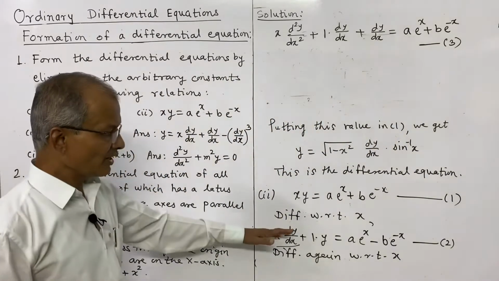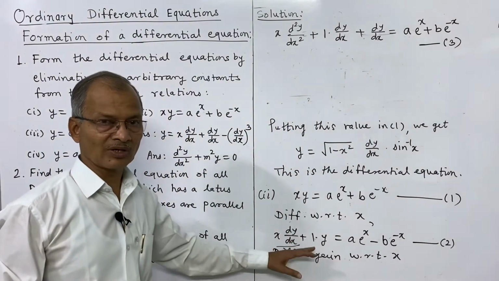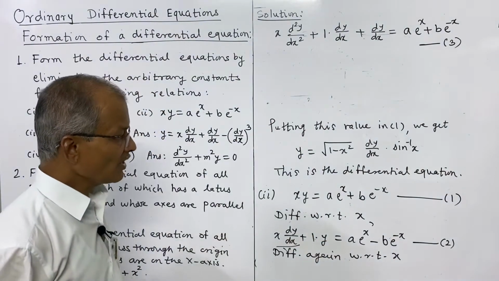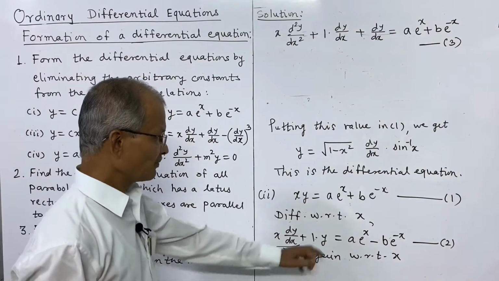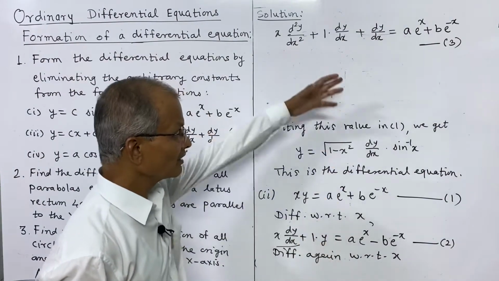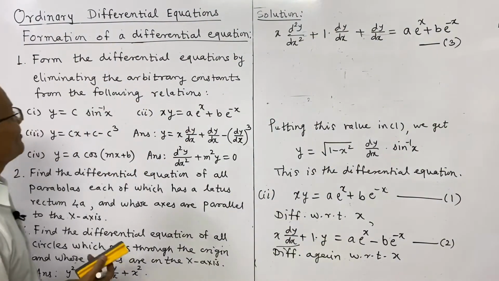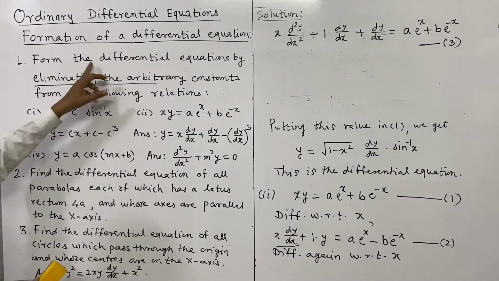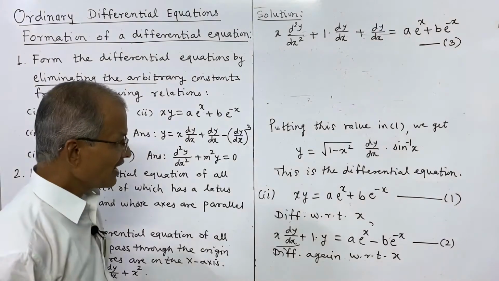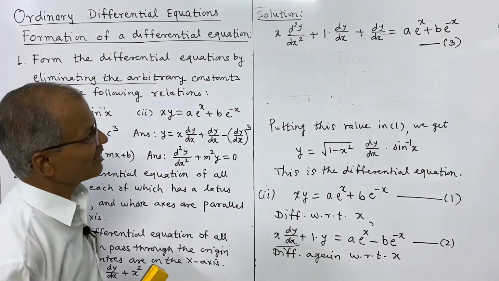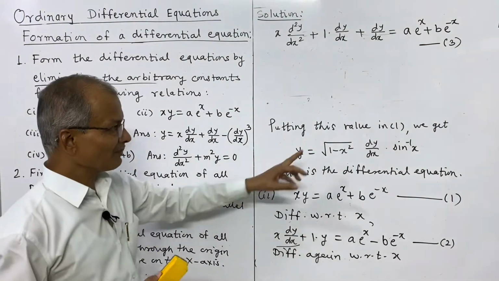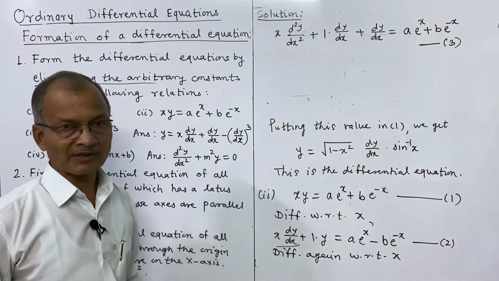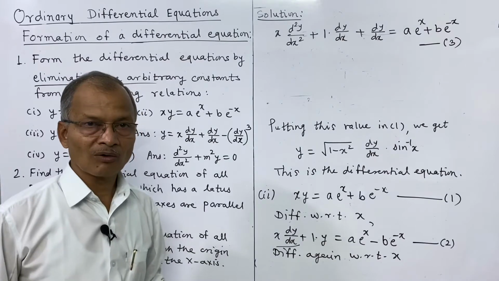So every time we differentiate, we get an equation and we number that equation. So this is second and this is third. Now we have to eliminate a and b from 1, 2 and 3. So that is the elimination procedure. So eliminating arbitrary constants, we have to find or form the differential equation. Now how to eliminate a and b from this? In the first example we obtained the value of the constant and then substituted the value of the constant in the original relation.